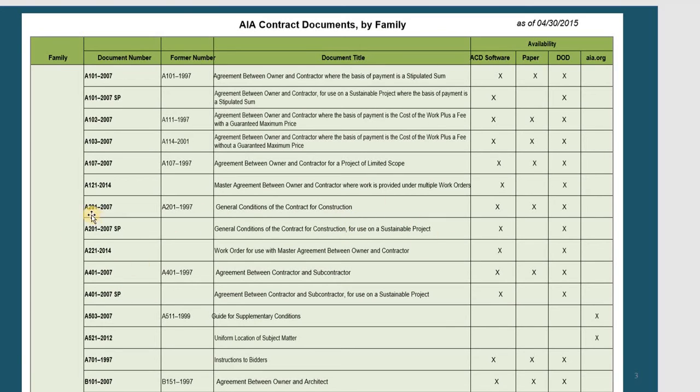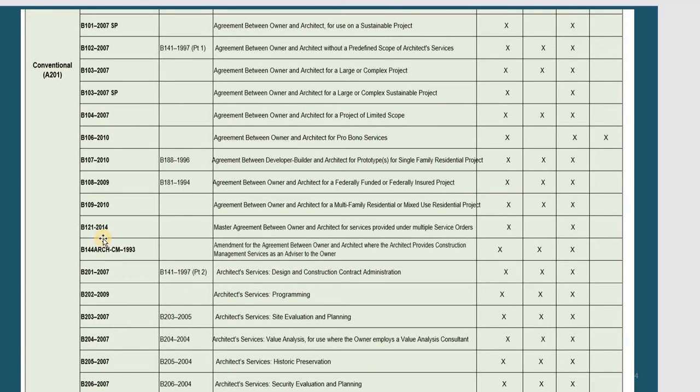For example, you have A201-2007. This is the document number, and the former was A97, but 07 is the update from that one. It's the general conditions of the contract for construction. On the right side, you can see the availability of some of the documents on AIA.org. If you go beyond that, you have a lot of documents.